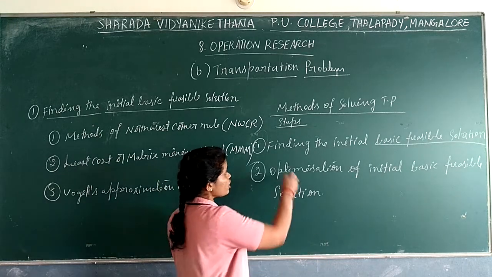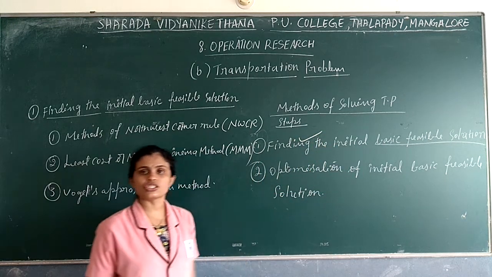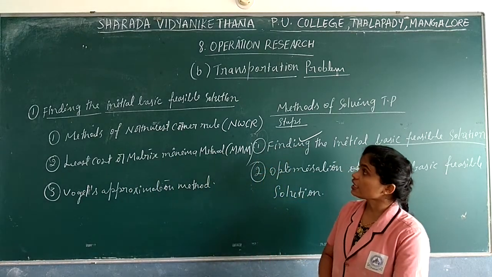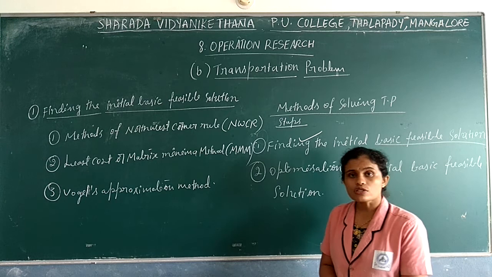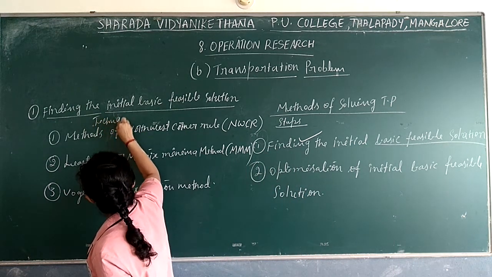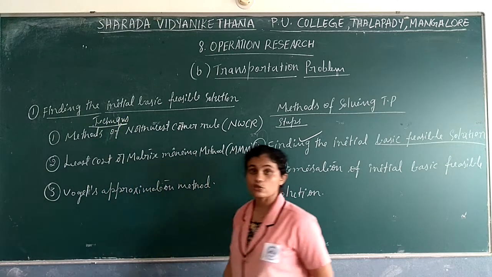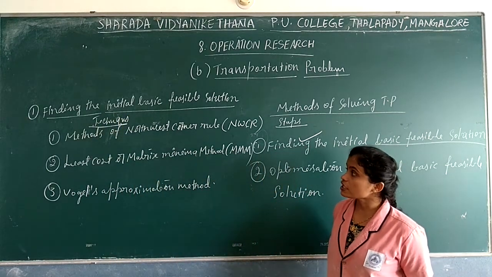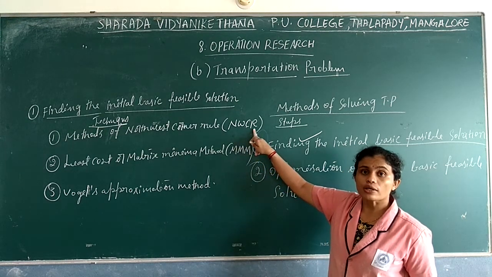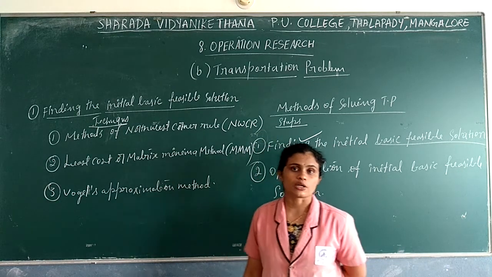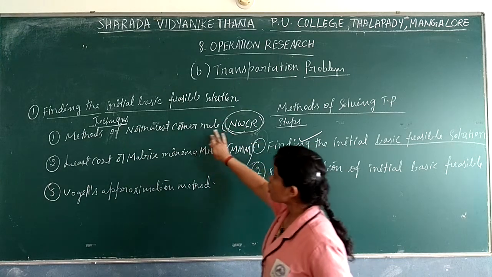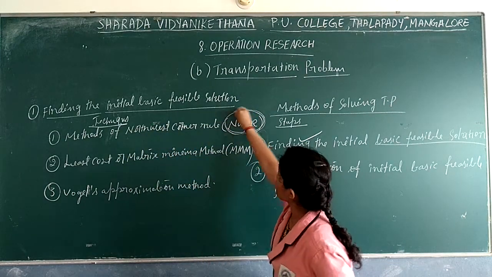But here we are going only with the first step, that is finding the initial basic feasible solution. There we use three techniques in order to find the initial basic feasible solution. Which are those techniques? First one, the northwest corner rule, that we call NWCR. We use it in the problem also. When you get a problem, they will not elaborate it, they will just write NWCR, that is nothing but northwest corner rule.